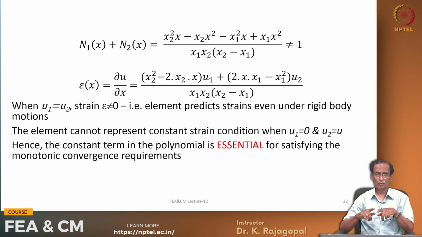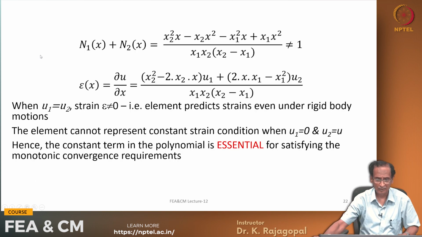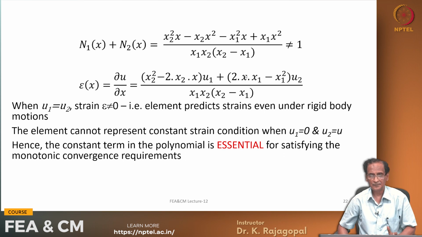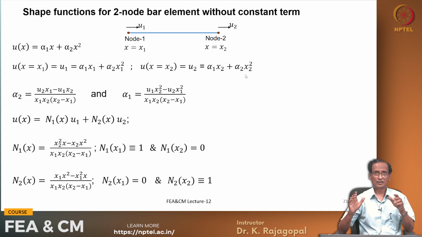To be able to represent rigid body displacements without developing strains, we must include the constant term, and in this particular case we have not included the constant term. So we fail to represent the rigid body motion without strains, and this element also cannot represent constant strain. If you substitute u1 of 0 and u2 of some value, we have this x in the equation, so your strain is going to vary linearly. So by neglecting the constant term, we fail to represent the rigid body motion without straining, and even the constant strain state.